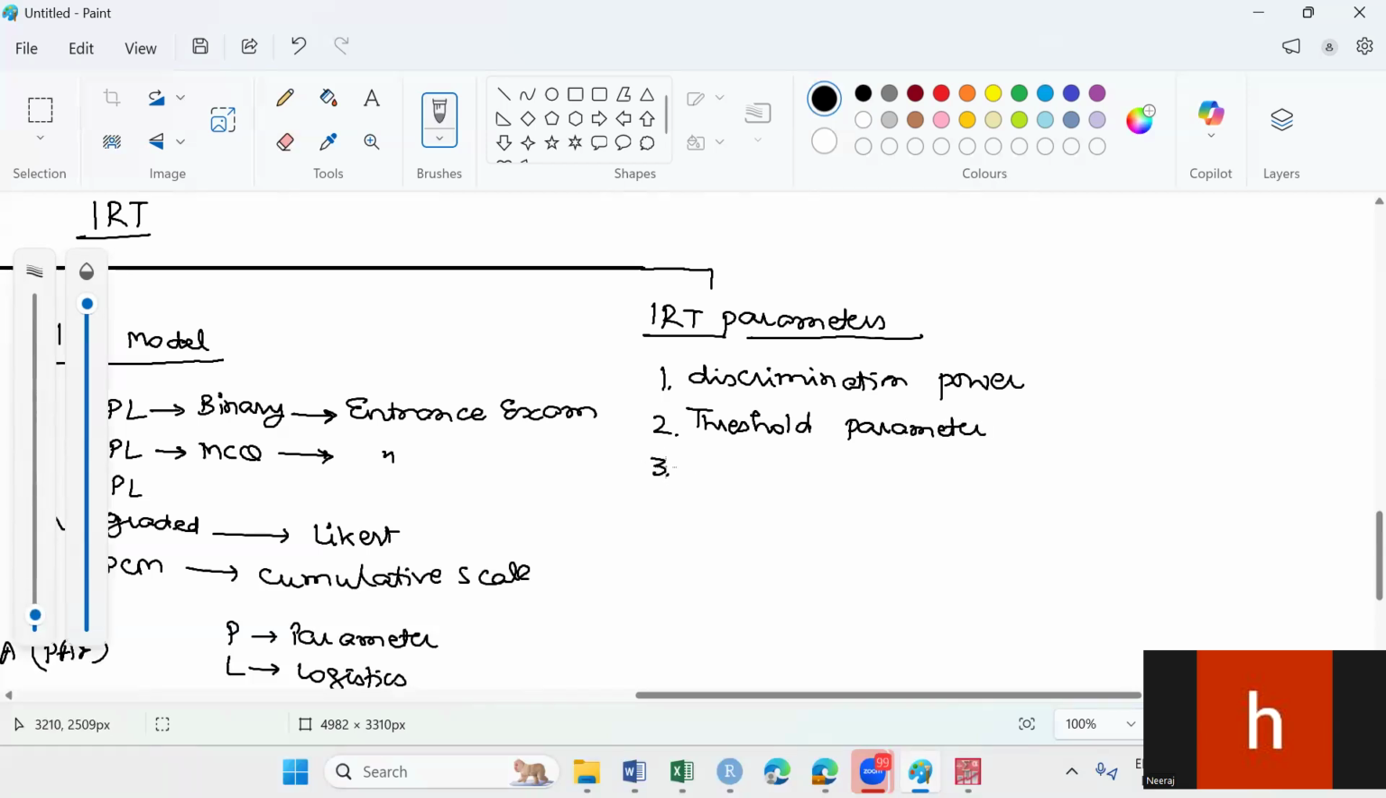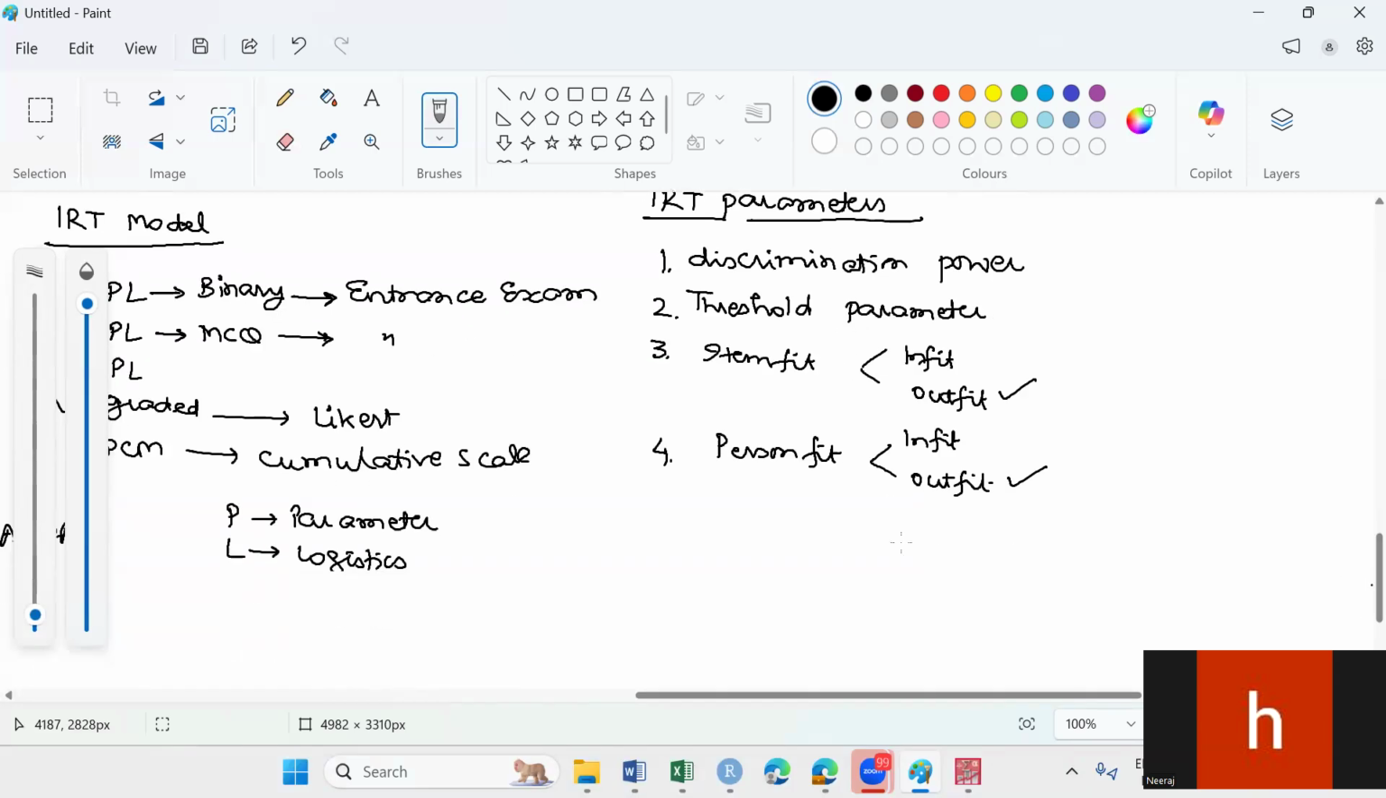Third, we have something called the fit, item fit, whether the fit is correct or not. Two sorts of fit are there, in-fit and out-fit, and we will see only the out-fit. Fourth, there is a person fit also. Same, in-fit and out-fit. We will see which person is creating problems or is very inconsistent in the replies. Then we have something called the ICC, item characteristics curve.